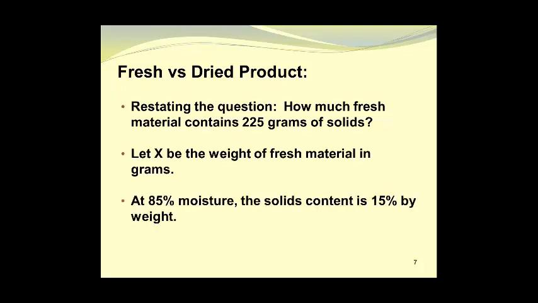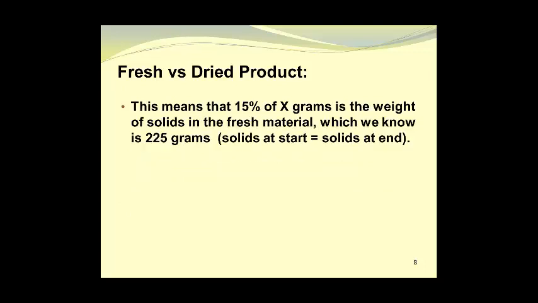At 85% moisture, the solids content is 15% by weight. This means that 15% of X grams is the weight of solids in the fresh material, which we know was equal to 225 grams. We also know that the solids at the start of the drying process will equal the solids at the end of the process unless there are some unexpected losses. We can say mathematically that 15% of X, which we write as 0.15x, is equal to 225 grams.